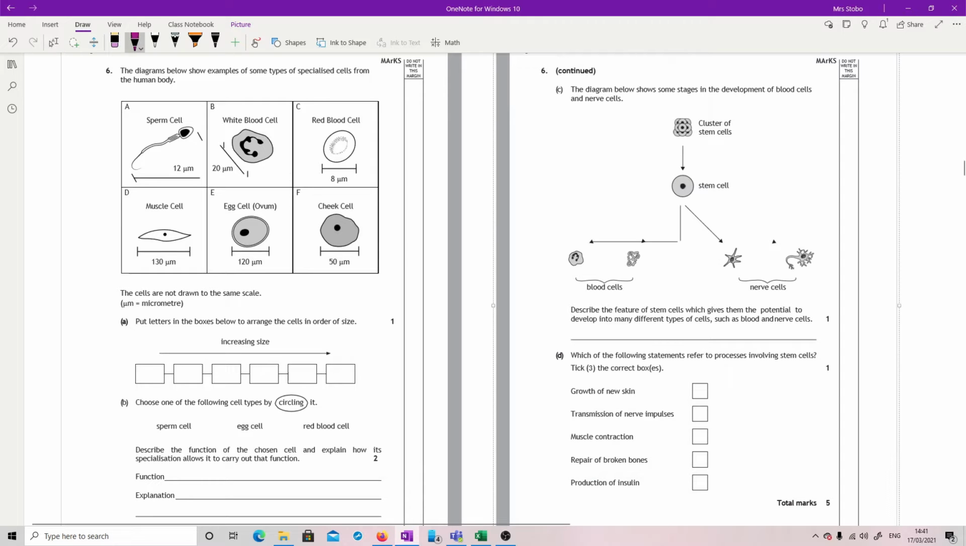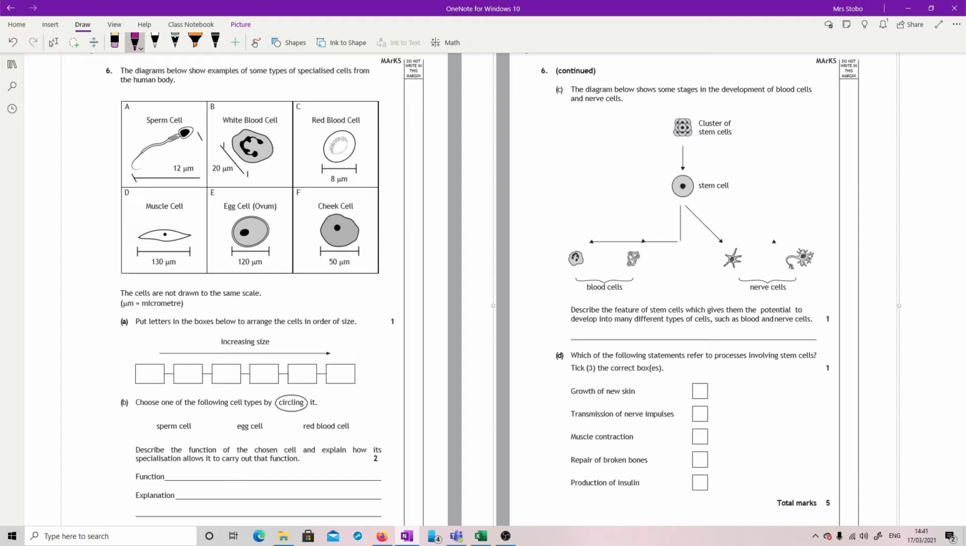Question 6. Diagrams below show some examples of types of specialised cells from the human body. Okay, you got a whole pile. They're not drawn to scale. A micrometer, this little μm is a micrometer. Put letters in the boxes below to arrange the cells in order of size.